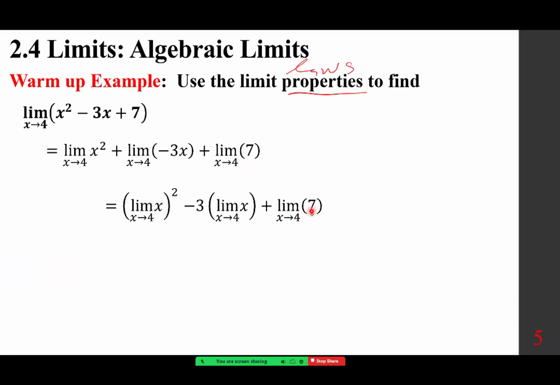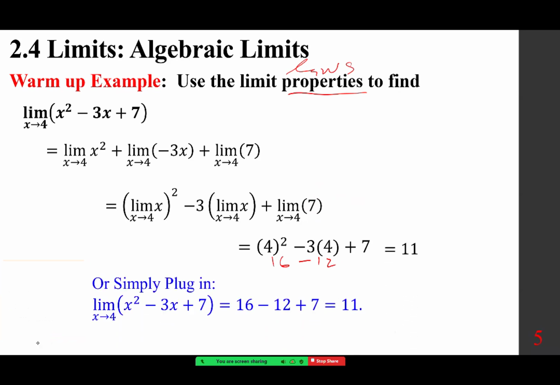We can replace it with 4. Any constant, the answer is itself. Because this constant is 7, it remains 7. If it were any other number, it would remain unchanged. So now we have 16 minus 12, which is 4, and 7 adds up to 11.